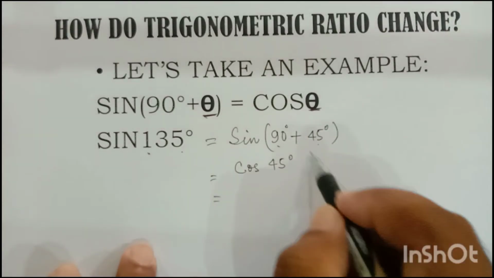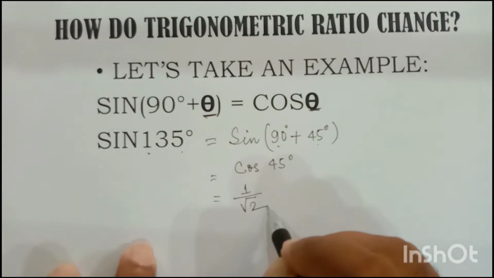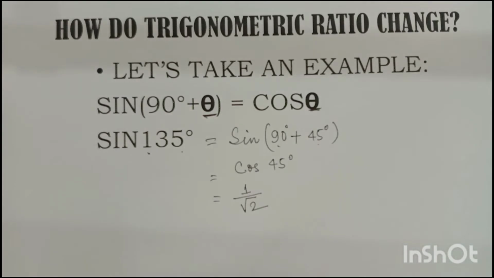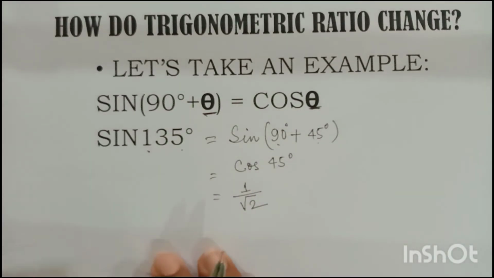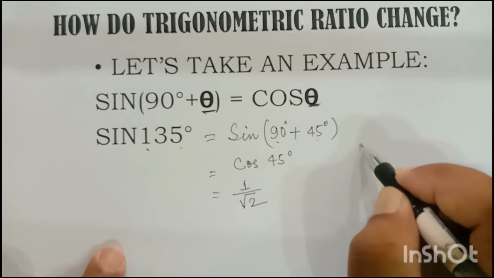Okay, and the value of cos 45 degree is 1 upon root 2. Great. So you may be thinking, what about the others, right? So other ratios also work in the same way. Let's take an example.